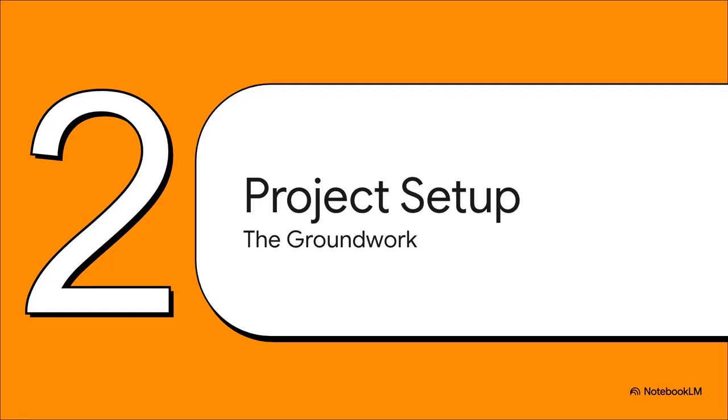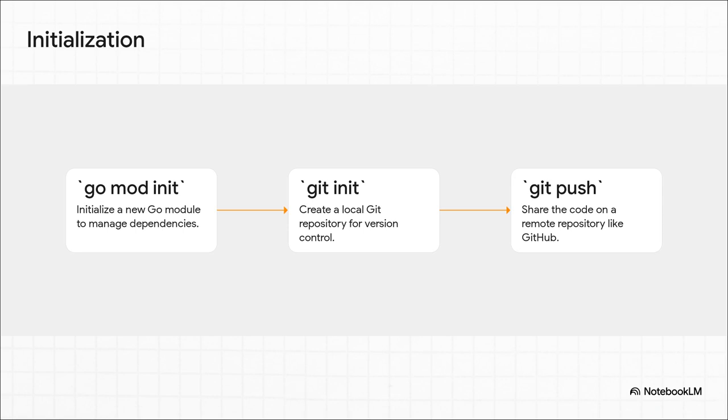Now, even though the first version won't have all these pieces, having this blueprint from day one guides every single decision. Okay, with the plan in place, it's time to lay the foundation. This is the stuff you've got to do for pretty much any software project to get the whole environment ready for code. And the process is really straightforward. First, you run go mod init. That just creates the Go module, which is how Go manages all its dependencies. Then, git init. That turns the folder into a Git repository so you can track all your changes. And finally, you push the code up to a remote repo like GitHub to share it.